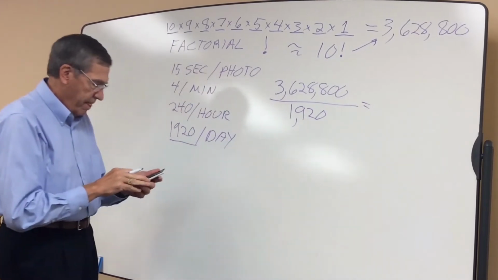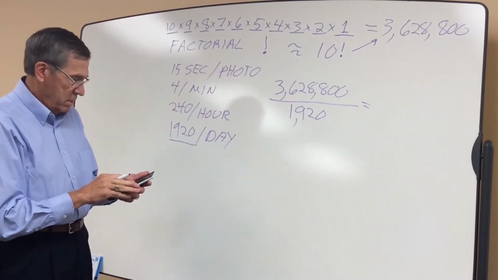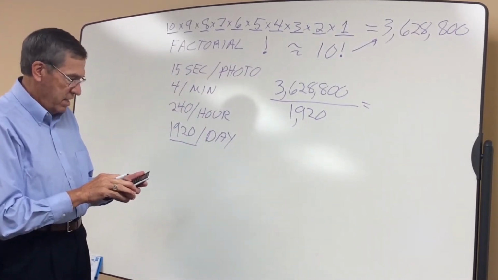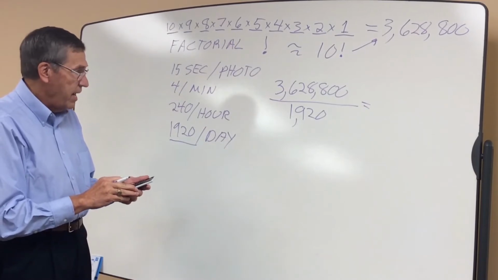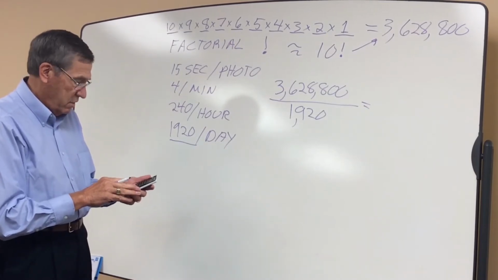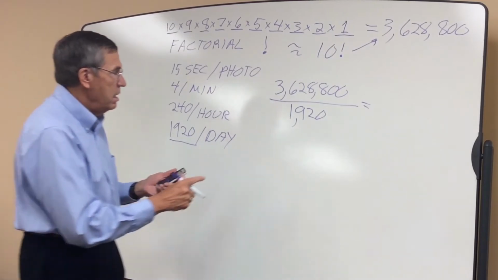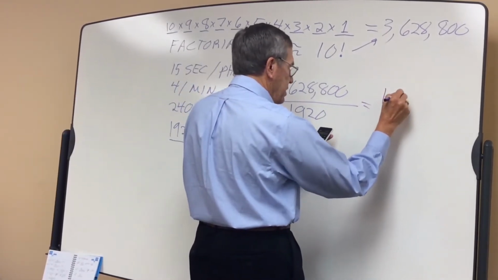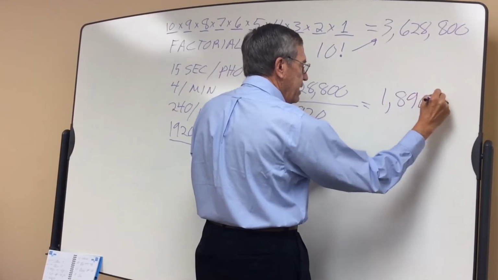Let's see what we get. So we'll take 3,628,800 divided by 1,920, which is 1,890 work days.